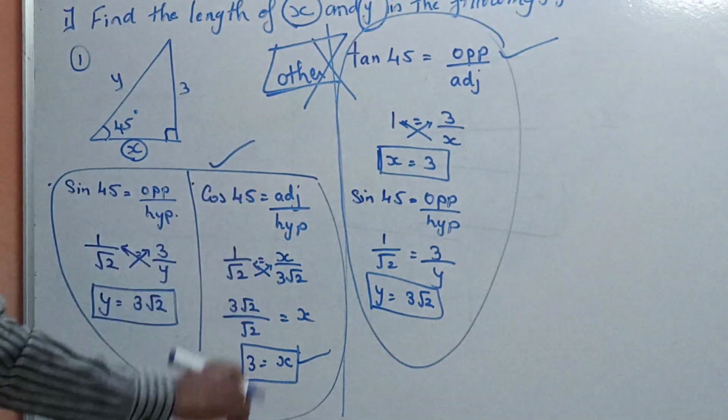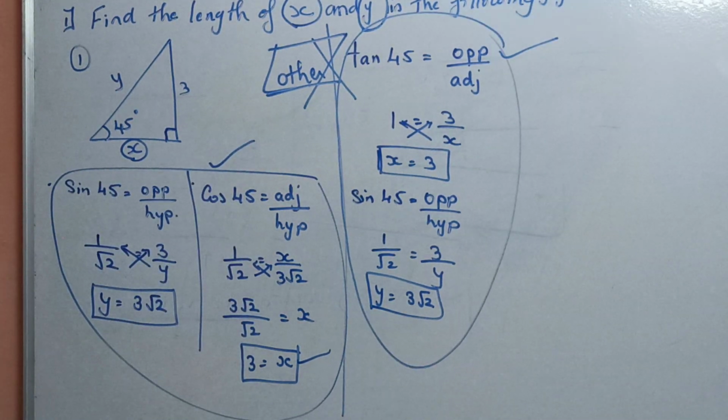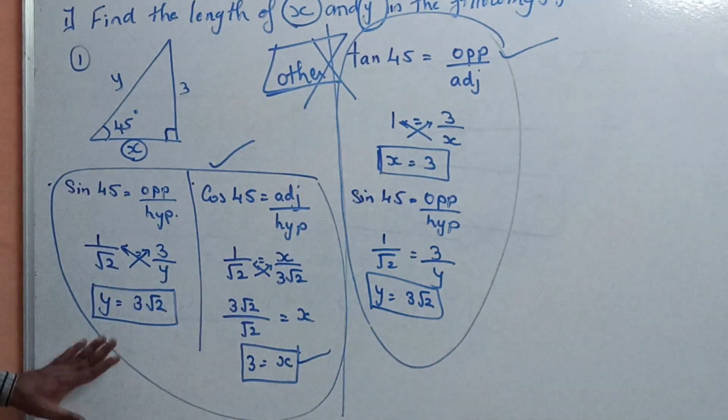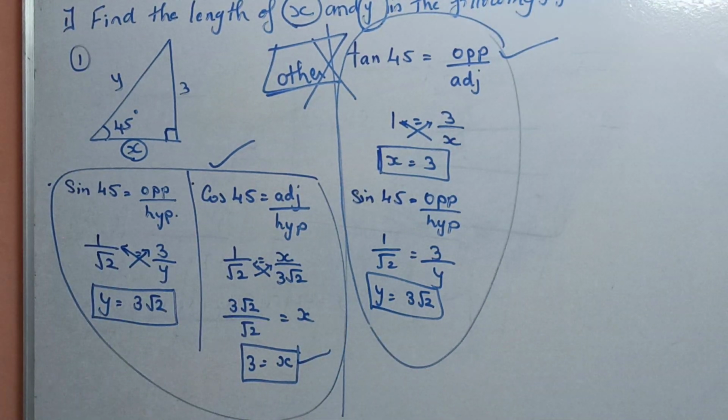If you want, you can use this method. It is up to you. So here also we have got x is equals to 3 and y is equals to 3 root 2. It is one and the same. That's all for this particular sum.